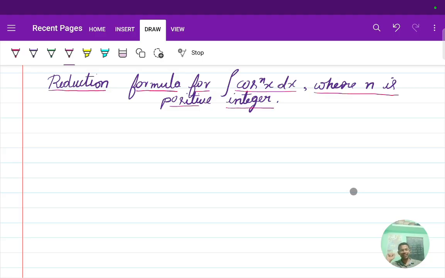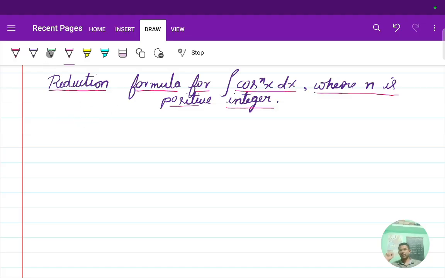Let's start today's lecture, which is about the reduction formula for integration of cos power nx dx, where n is a positive integer. Okay, let us reduce this.